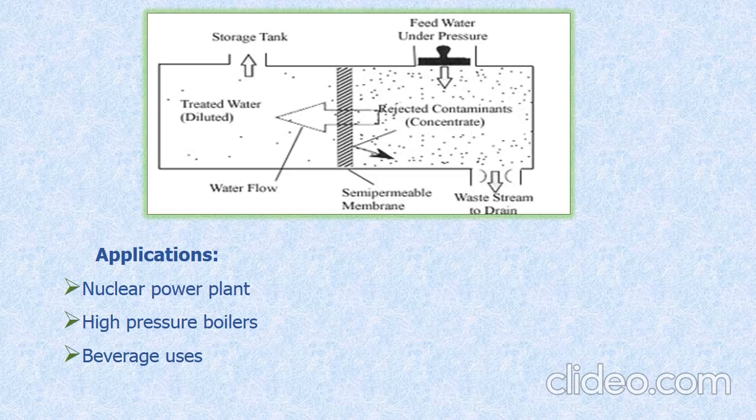So where is this reverse osmosis unit applied? It is used in nuclear power plants, it is used in high pressure boilers, it is used in beverage industries, it is also used in homes for drinking water purposes.